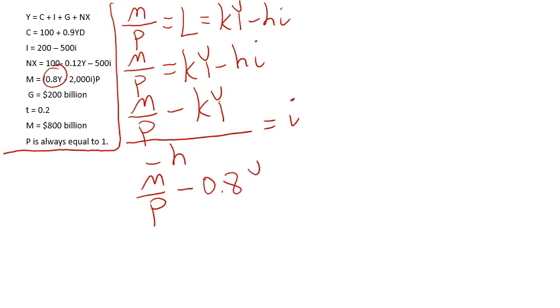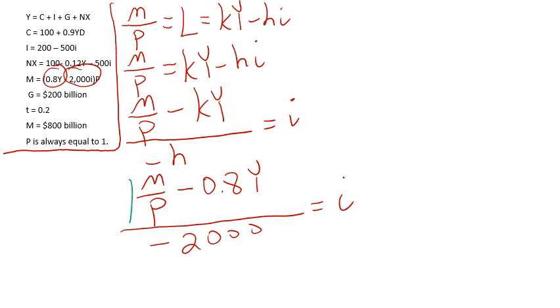0.8 Y. And what is H? Well, H is negative 2,000, equal to the interest rate. So keep in mind, once again, that M over P, that represents the real money supply, its implied coefficient is 1. Okay? All right, let's come back.